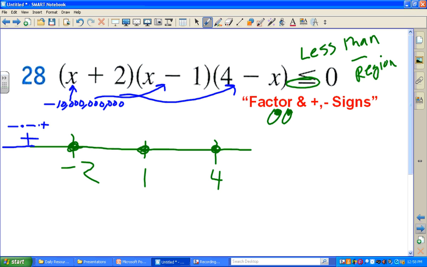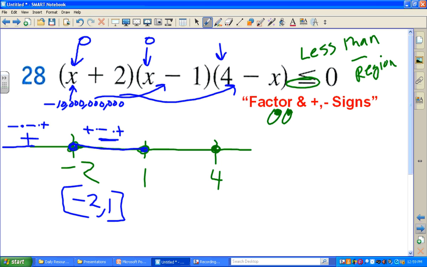Pick a number between -2 and 1. 0 is a good guess. If I put 0 into the first factor, it comes out to be a positive factor. If I put 0 in right here, it comes out to be a negative. And 0 right here turns out to be a positive. If I multiply all three factors together, it'll turn out to be what kind of region? A negative region. I want that in my answer, don't I? And that region goes from -2 all the way to 1. -2 to 1. That's the region I want.